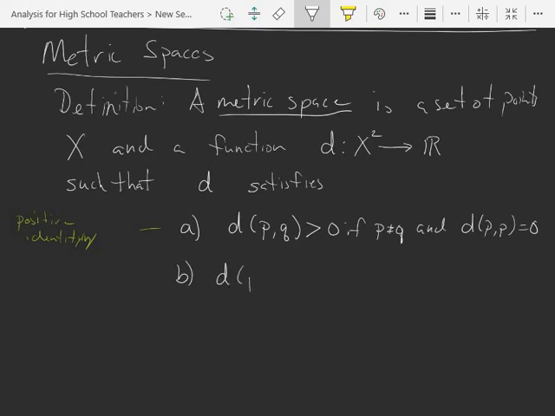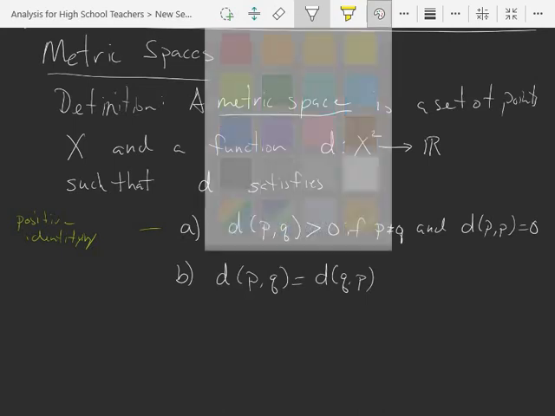It's also good that if I have a distance from p to q, it should be the same thing as the distance from q to p. Right? So this is symmetric.